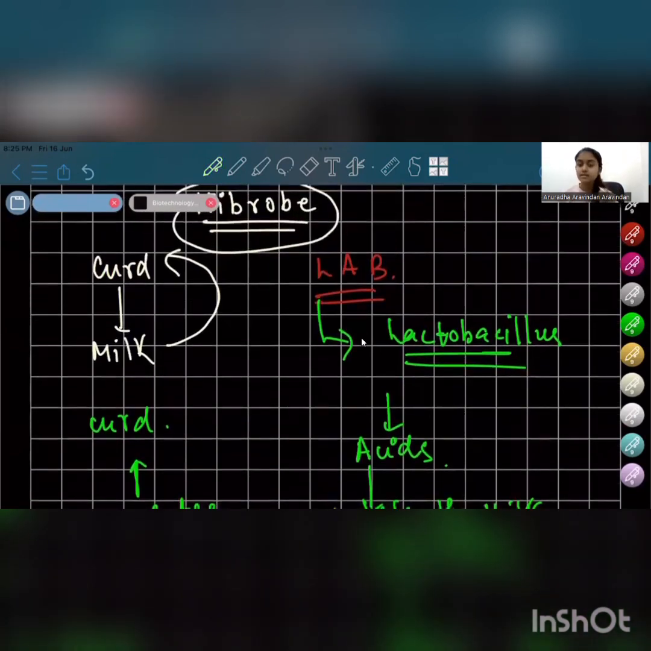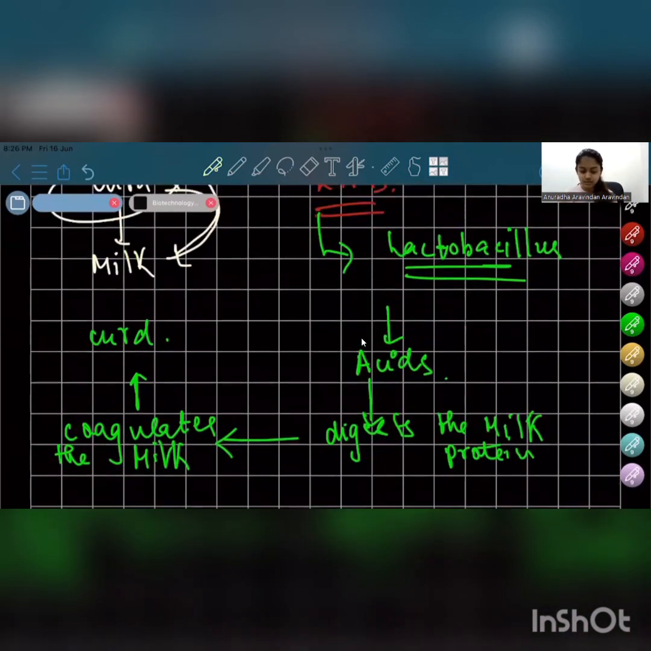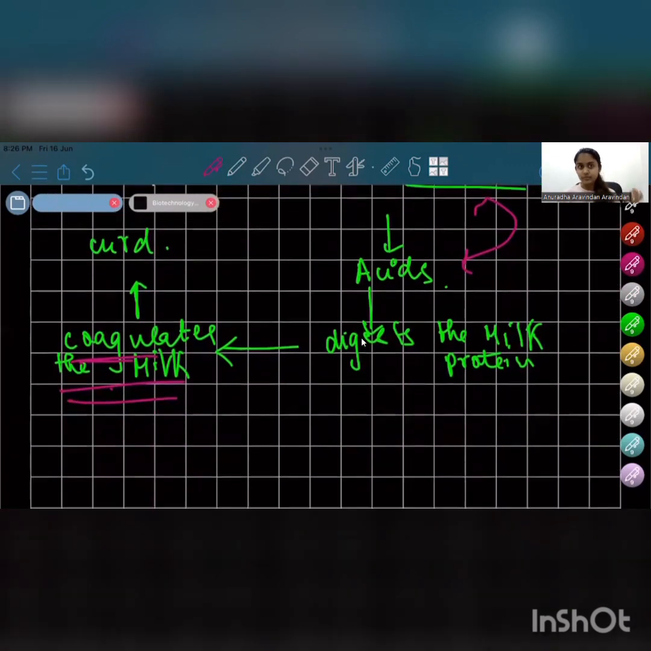Usually this lactic acid bacteria is present in millions in curd, and that's why we add a small amount of curd to the milk and keep it overnight, because this curd contains millions of lactic acid bacteria, and the process follows as I told. This Lactobacillus will release some amount of acid, and this acid will partially digest the milk protein and coagulate it, and it will turn into curd eventually. So all this is a microbe mediated process.